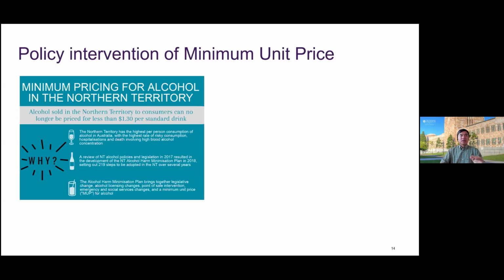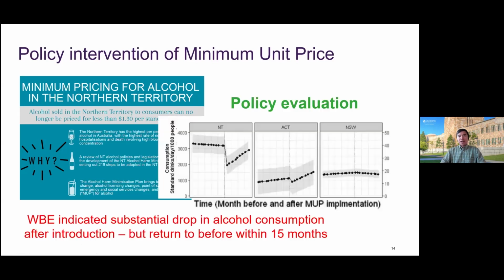So each unit of alcohol in the Northern Territory should cost higher than the minimum cost. And in this figure, you can see that wastewater can tell you that right at the point of the implementation of the policy, the minimum unit price, you can see a significant drop in alcohol consumption in the territory.